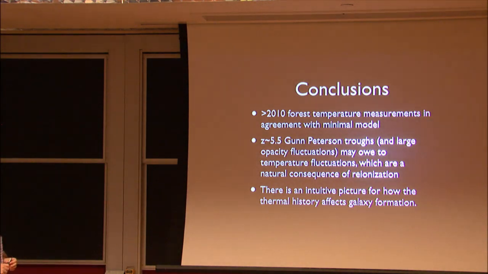So the conclusions are that these temperature measurements post-2010 seem to be in agreement with a minimal model for how the thermal history of the universe should evolve. At redshift 5.5, we see these huge fluctuations in the opacity of the IGM, and I think they either owe to temperature fluctuations or intensity fluctuations. And for temperature fluctuations, the model works fairly nicely.